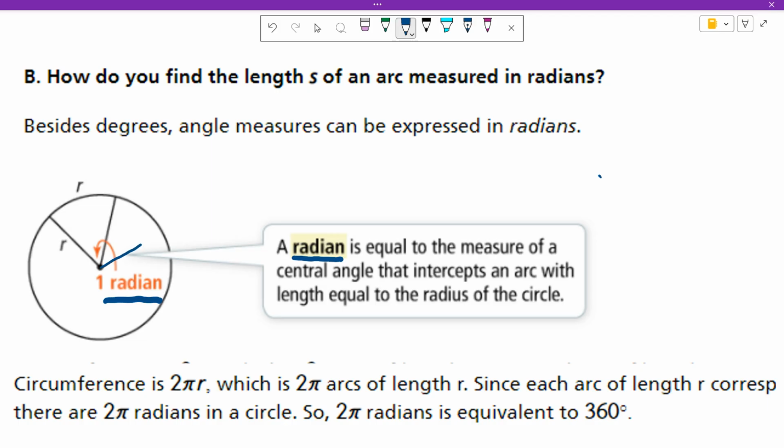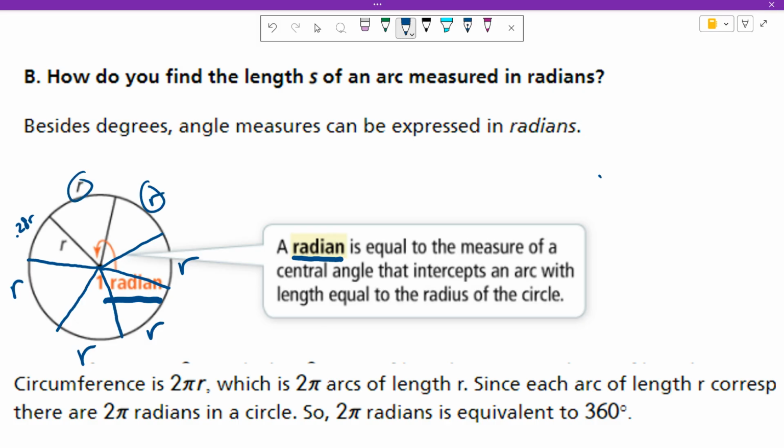I didn't make this quite big enough. Let's go just a little bit bigger. There we go. There's another radian there. There's another radian there. There's another radian there. There's another radian there, with a little left over. There's 0.28 of a radian there. Okay? So how many radians do I have?